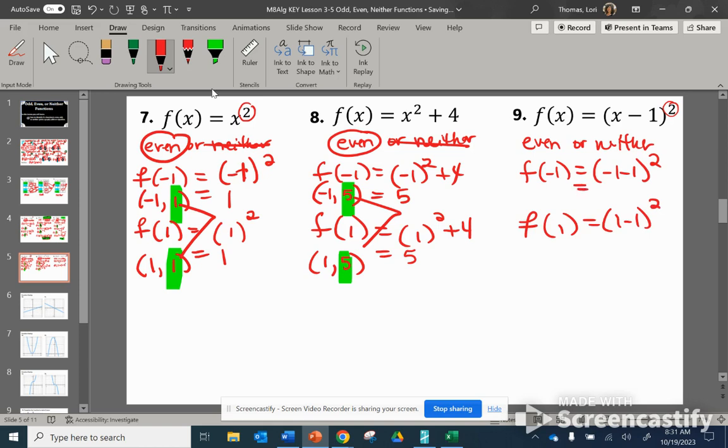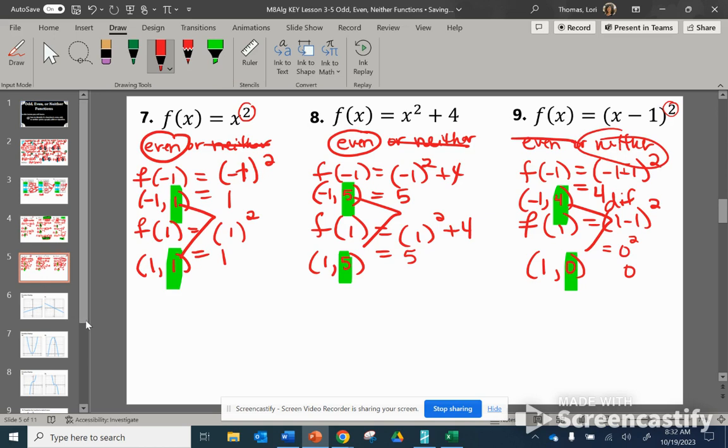So -1 times -1, that is -2. And then we square that and we get 4. And now here we're going to say 1 minus 1, that is 0, and 0 squared, of course, is 0. And so we get 1, 0. We can see here our outputs are totally different. They're not opposites. They're not the same. They are different. So this is not symmetrical about the y-axis, so it is neither.